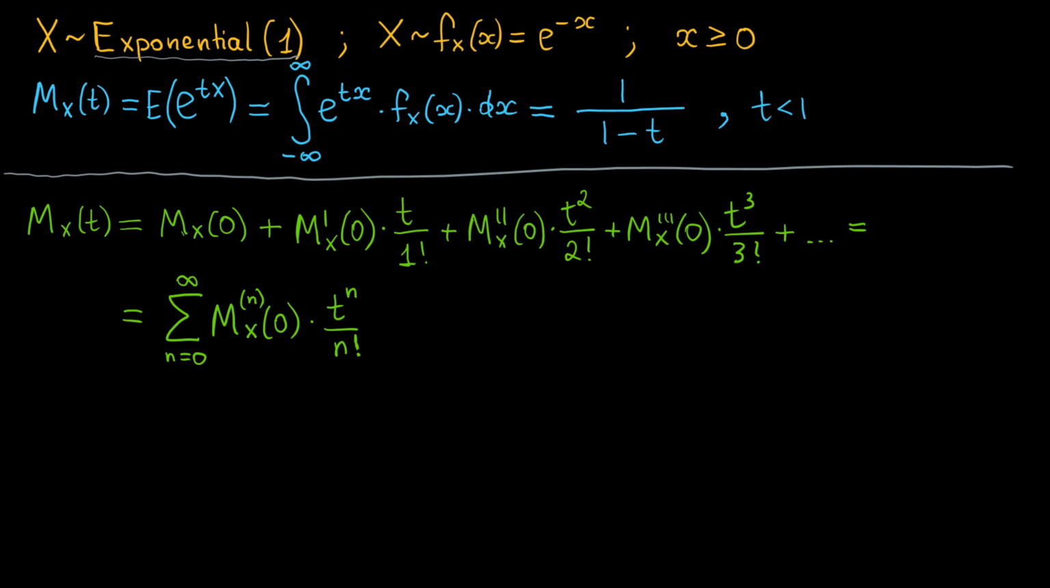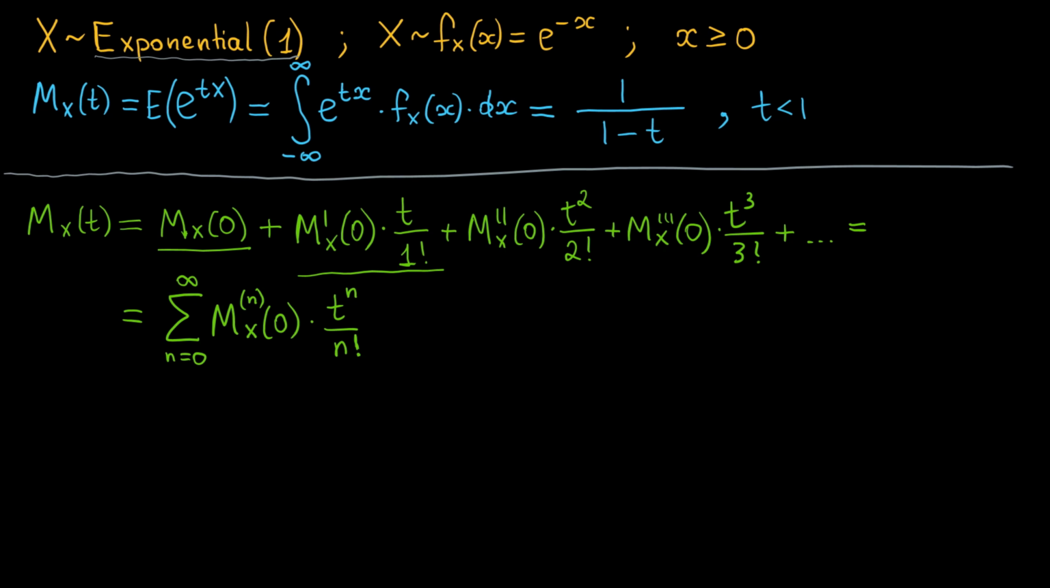Let's check if this is correct. When n is 0, we take the 0th derivative, which basically means we do not take the derivative, we take the moment generating function as is. And t to the power of 0 is 1, and 0 factorial is 1. So for n equals 0, we get the first term, which is just the moment generating function evaluated at 0. When n is 1, we get this second term here, the first derivative of the moment generating function evaluated at 0 times t to the power of 1 over 1 factorial.